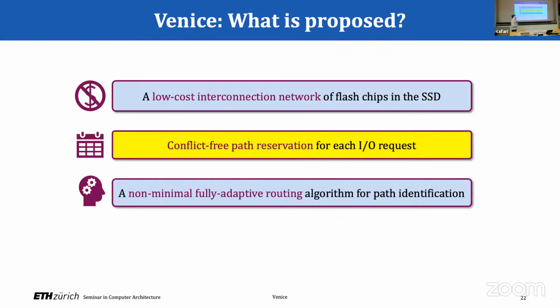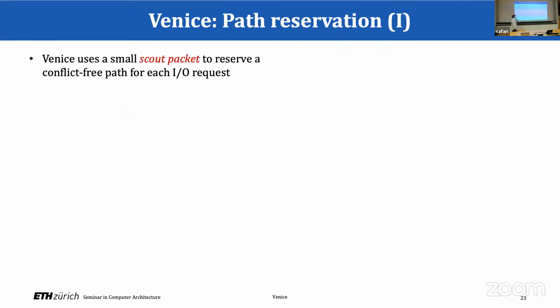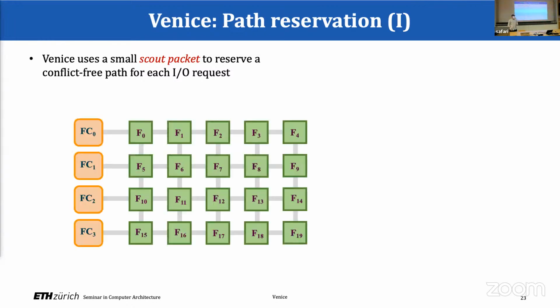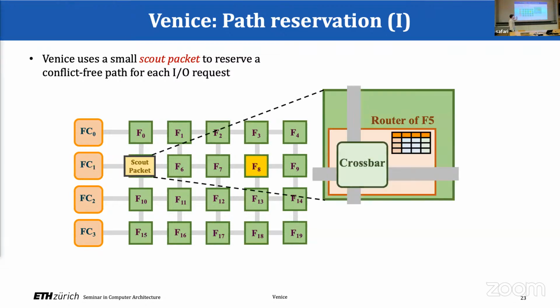Now, when looking at the conflict-free path reservation for this approach, Venice uses a small scout packet to reserve the conflict-free path for each I/O request. Basically, we have the same grid as before. Now we would like flash node 8 as our target node. So the I/O request goes to the nearest available flash controller, which then issues a scout packet. The scout packet is sent on its way to the next flash node.